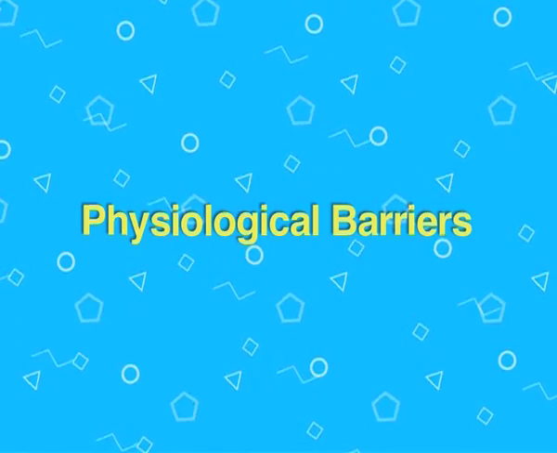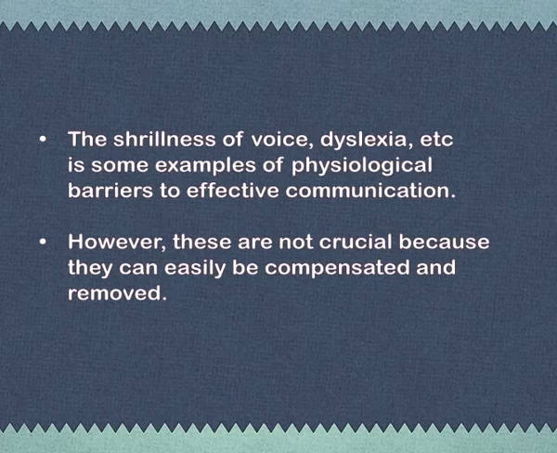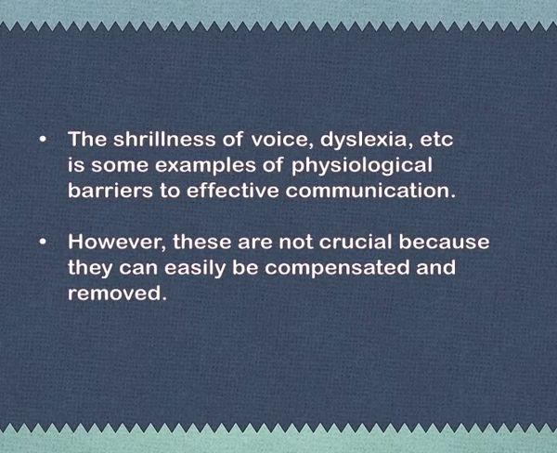Physiological barriers. Certain disorders or diseases or other limitations could also prevent effective communication between the various channels of an organization. The shrillness of voice, dyslexia, etc. are some examples of physiological barriers to effective communication. However, these are not crucial because they can easily be compensated and removed.